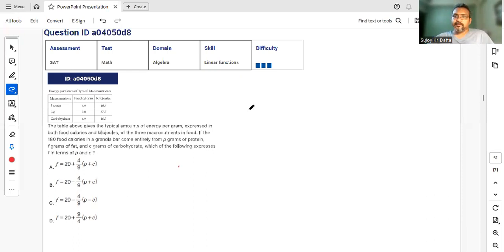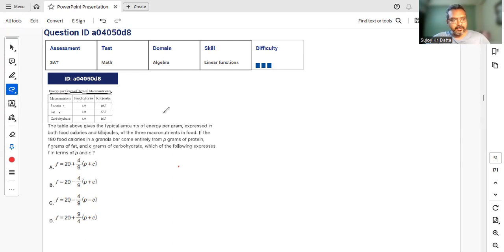Hello, guys. So we are with the fourth part of our recordings for the difficult questions or the harder questions of the SAT from the SAT sweep. So we'll start off with this one. This is energy per gram of micronutrients: protein, fat, carbohydrates. These are the food calories. These are the kilojoules. Okay.